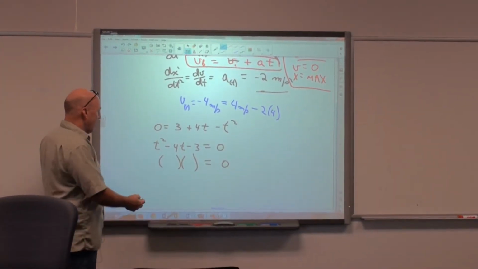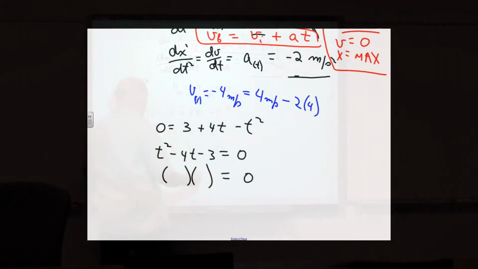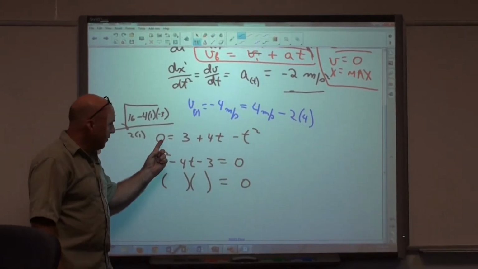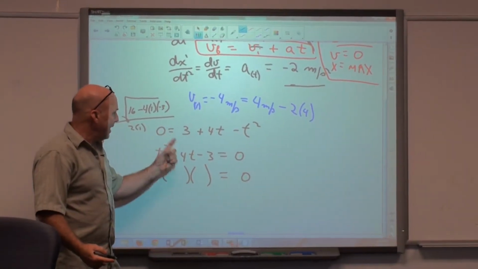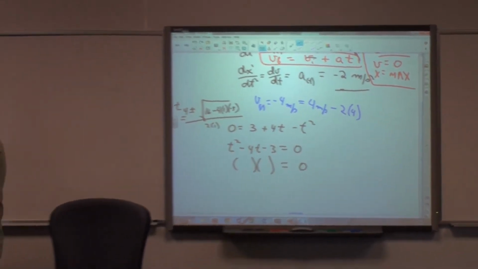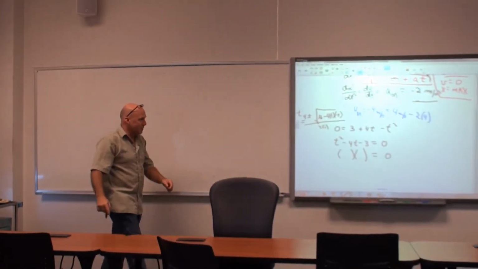Okay? So use the quadratic formula for this, and it's minus b, which is positive 4, plus or minus the square root of b squared, which is positive 16, minus 4 times a times c, negative 3, all divided by 2 times 1. And that would give you the time when you were at the origin. See, you stuck 0 in for where are you? And then we're looking for the time when I was here at the origin.